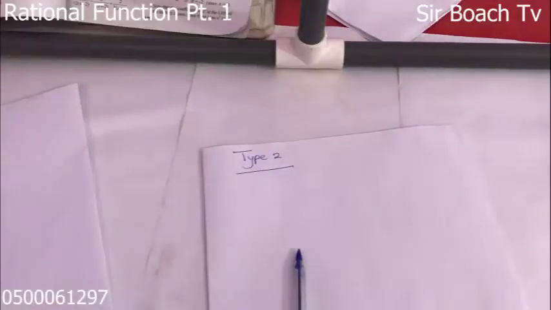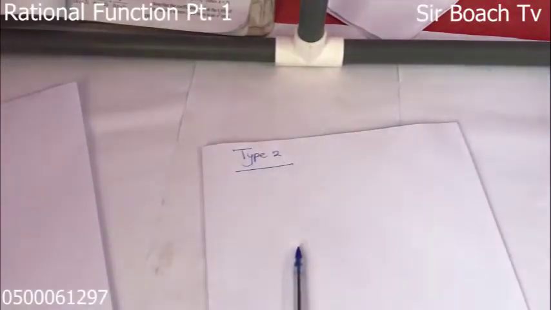Okay. Now, to prevent the video from being too lengthy, we will end at type 2, and our next video will be with type 3 and type 4, because type 3 and type 4 have a lot to them. So we will end this section of the rational function at type 2, and my next video will also be type 3 and type 4.